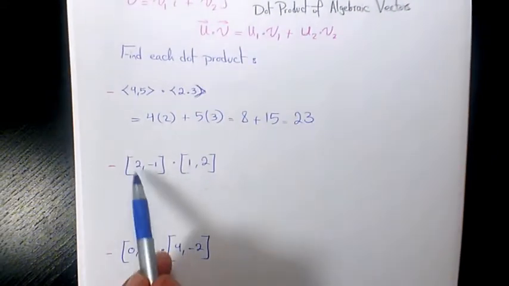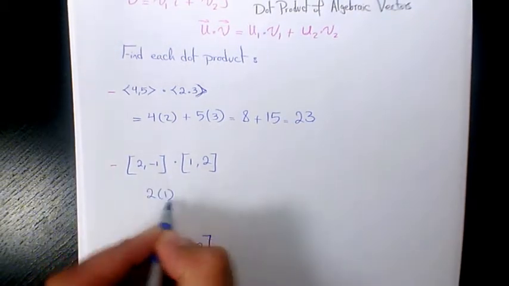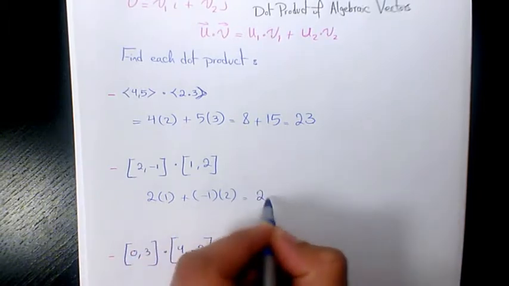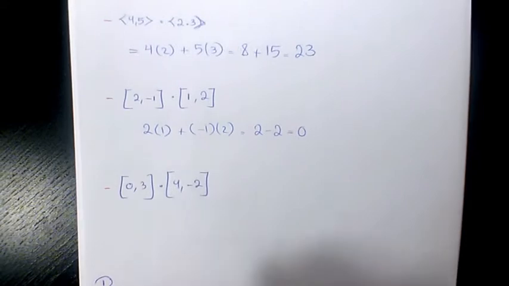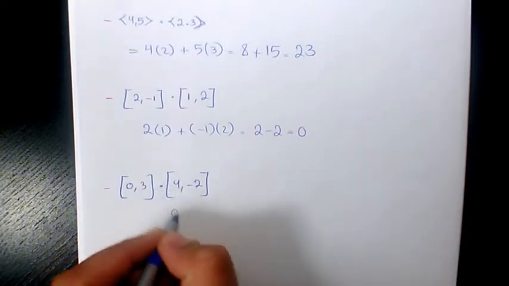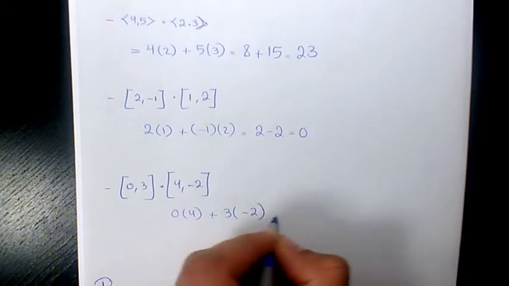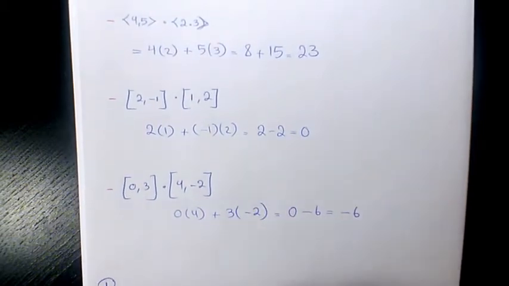Next one, we have 2 and negative 1 and 1 and 2. So it's going to be 2 times 1 plus negative 1 times 2. It's going to be 2 minus 2, that's going to be equal to 0. Next one, we have 0 times 4 plus 3 times negative 2. That will be 0 minus 6. That's going to be negative 6.